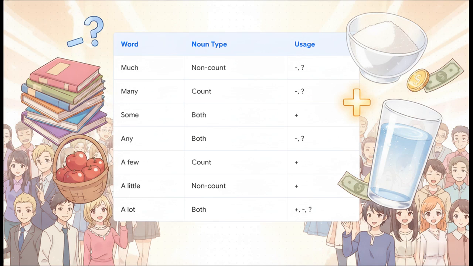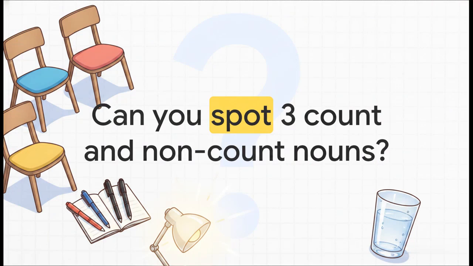Well, we've covered a whole lot of ground today, but learning doesn't just stop when this explainer ends. I actually want to leave you with a bit of a challenge. Look around the room you're sitting in right now. Really look. Can you spot 3 count nouns, maybe a few chairs or a few pens on a desk? And can you spot 3 non-count nouns, maybe a little sunlight coming through the window or a little water in your glass? Try to build sentences in your head using much, many, a few, and a little, based strictly on what you see. Because honestly, once you start noticing the hidden rules of everyday language, you're going to wonder what other grammar secrets you've been completely missing out on.